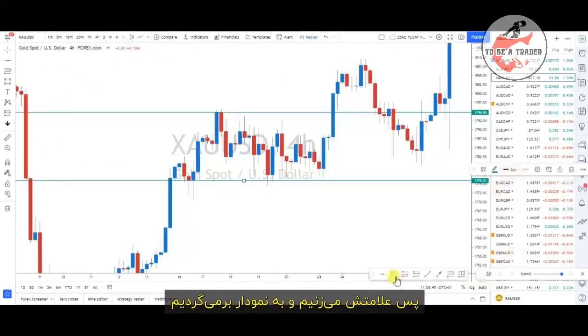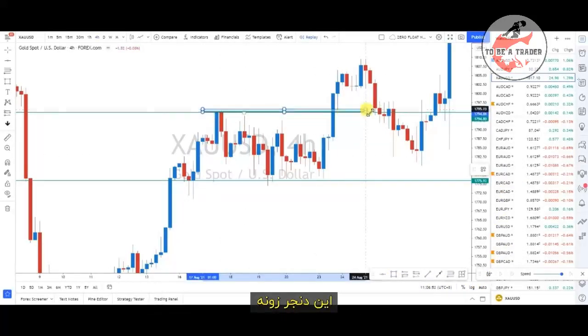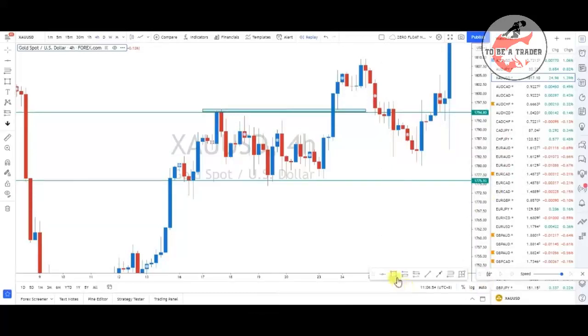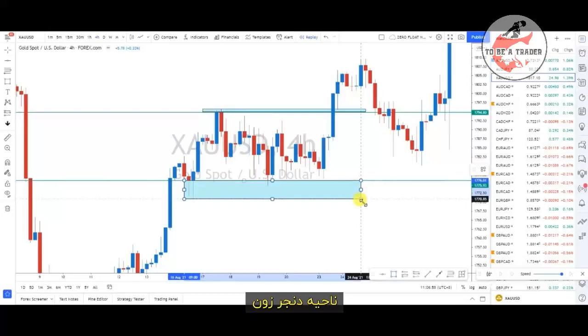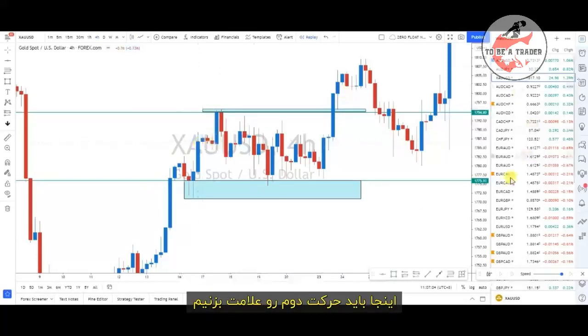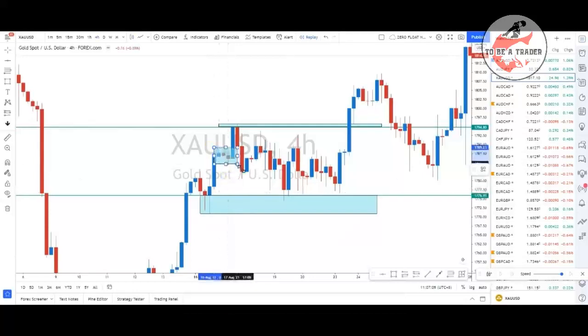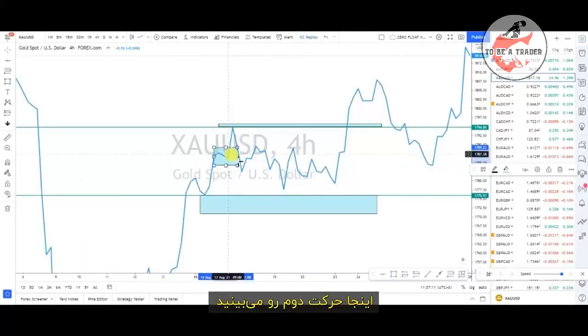Remember guys, always mark our danger zone first. So this is the danger zone area. Okay, next we go to the H1. Here we need to mark the second movement. So I'm going to mark the second movement for you first. Go here. See, this is the second movement. Beautiful, isn't it? It has an N shape.